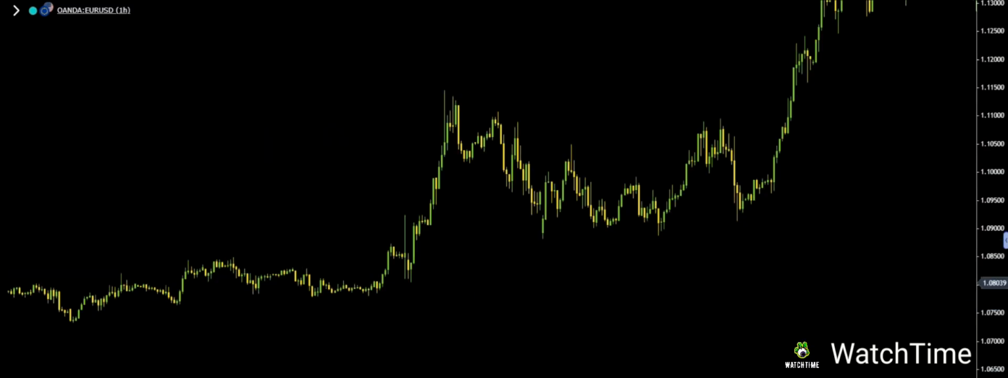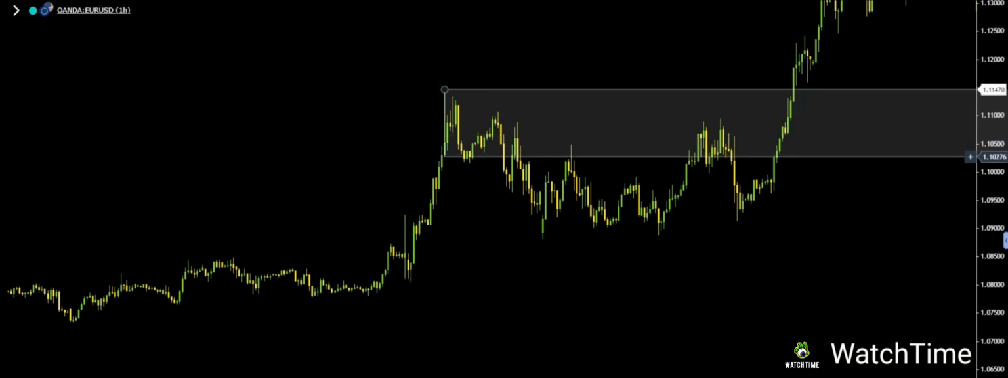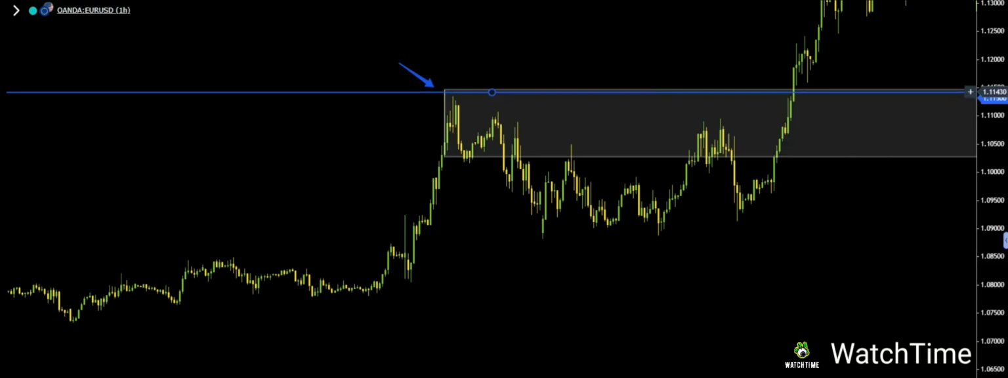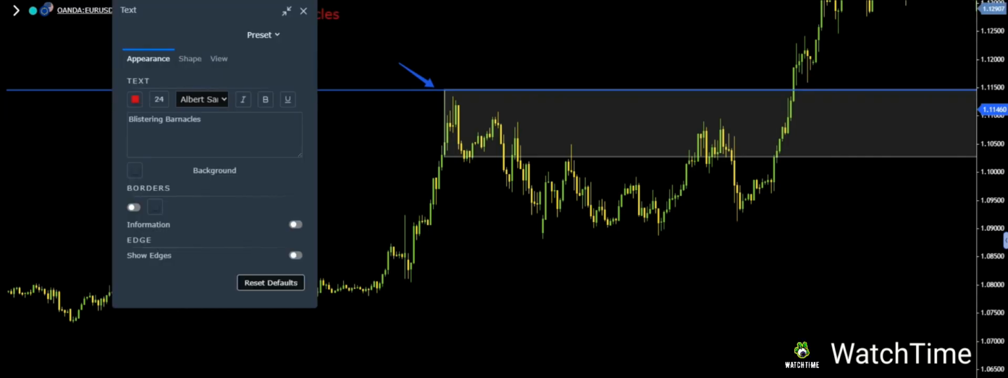Step 2. Avoiding weak or broken zones. Extended version, 10-12 minutes. In this section, we focus on a critical concept: avoiding weak or broken zones. While clean, fresh zones are the foundation of successful supply and demand trading, not all zones are reliable, especially if they've been tested multiple times or show signs of weakness. So, how can you tell if a zone is weakened or broken?